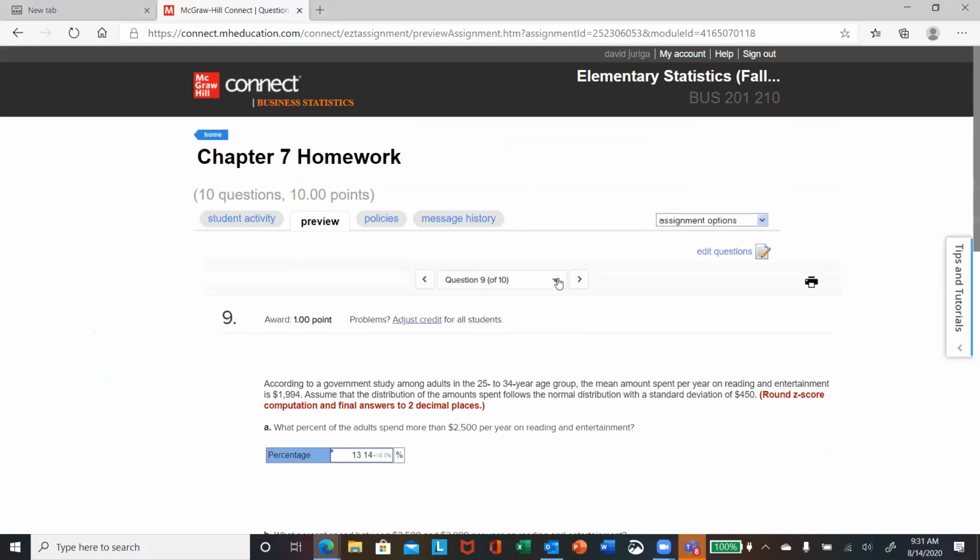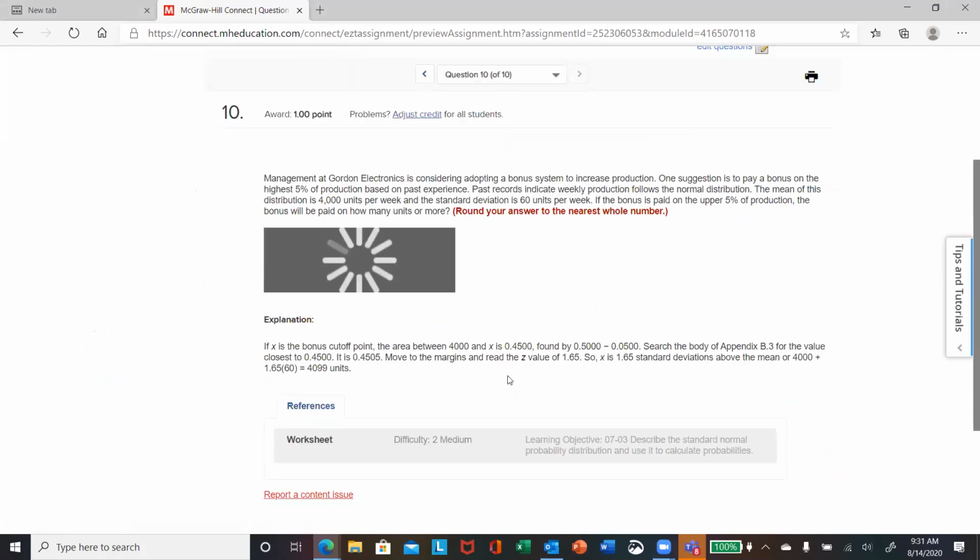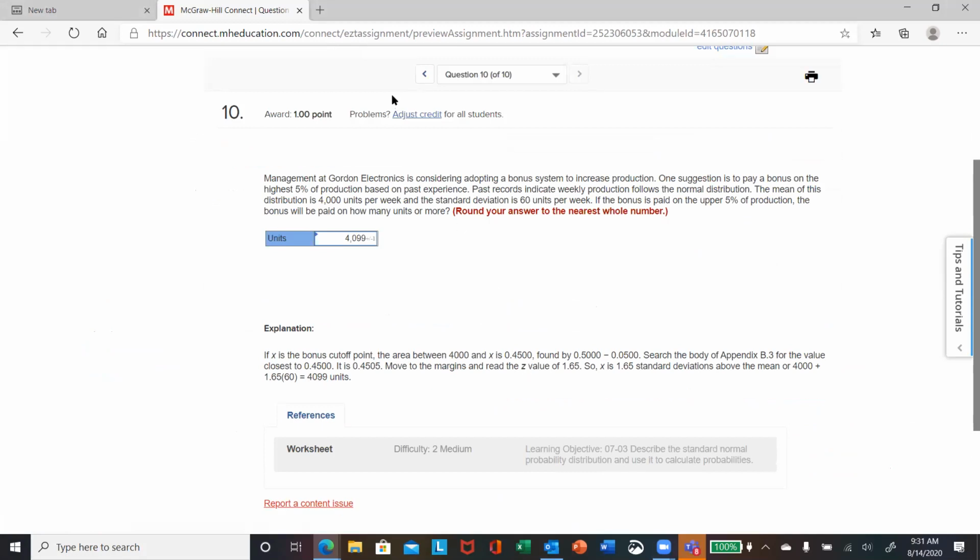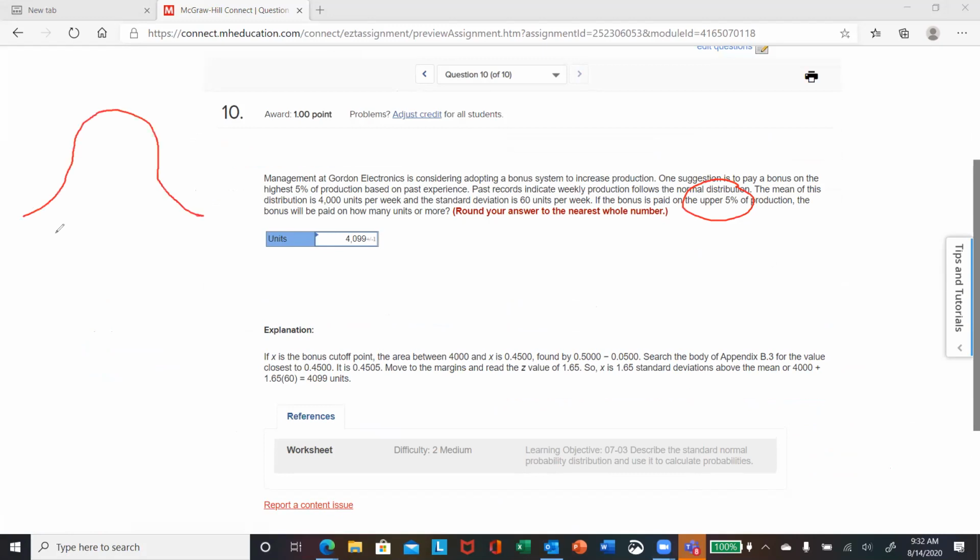All right, and then one more. This was number 9. Let's check out number 10. On this one, again, they give you an area. I'm just going to jump right to the last part. It's the upper 5%. So if I map out my curve, upper 5%, that's like saying 0.05. That means to the left is 0.95 area. So I have to split that in two.